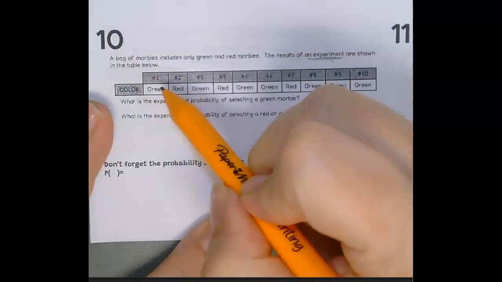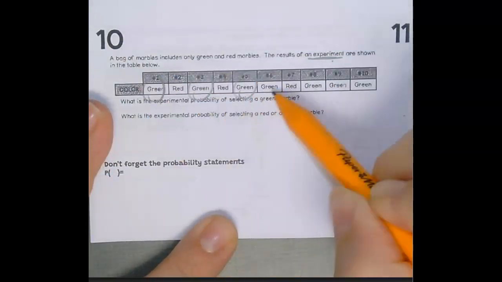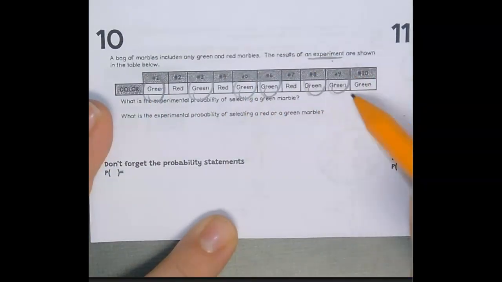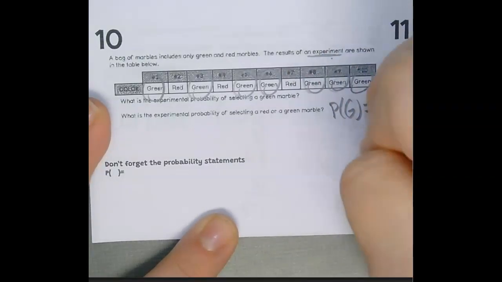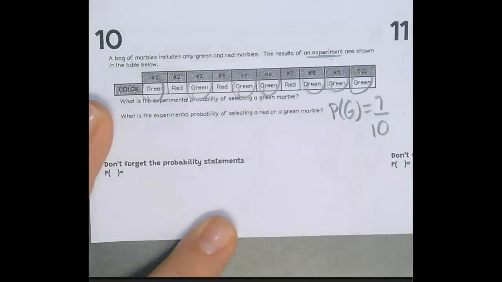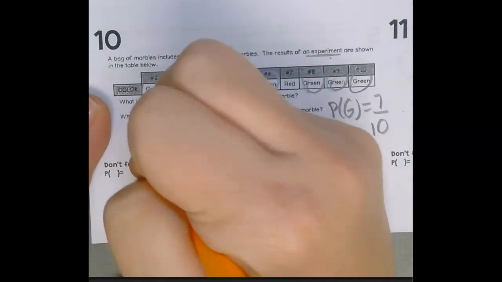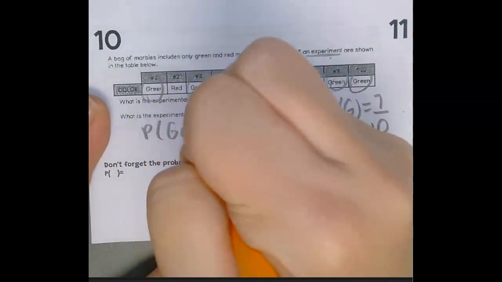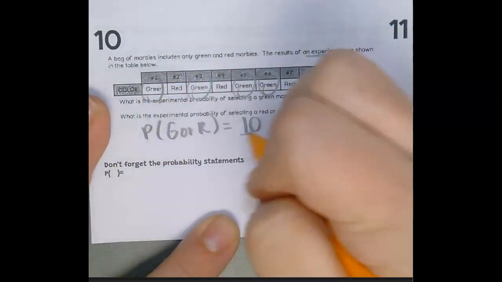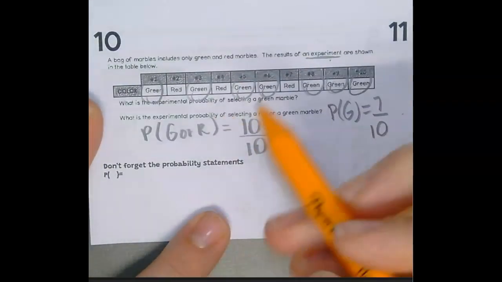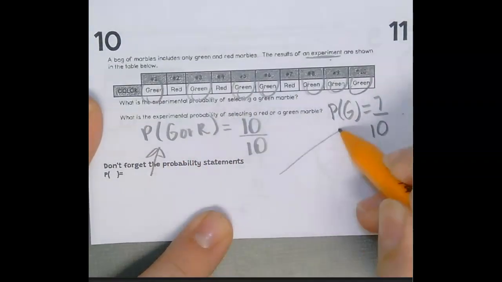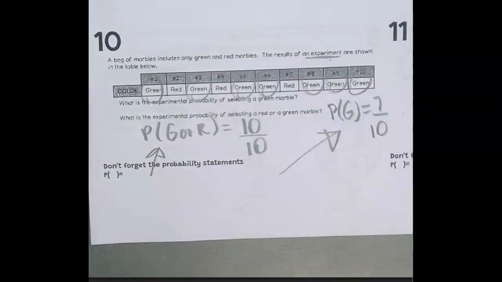Well, there's 10 trials and we have 1, 2, 3, 4, 5, 6, 7 green. So the probability of green is equal to 7 out of 10. What is the experimental probability of selecting a green or a red marble? So the probability of green or red would be 10 out of 10 because that's the only options that we have. And both of our probability statements are right there.